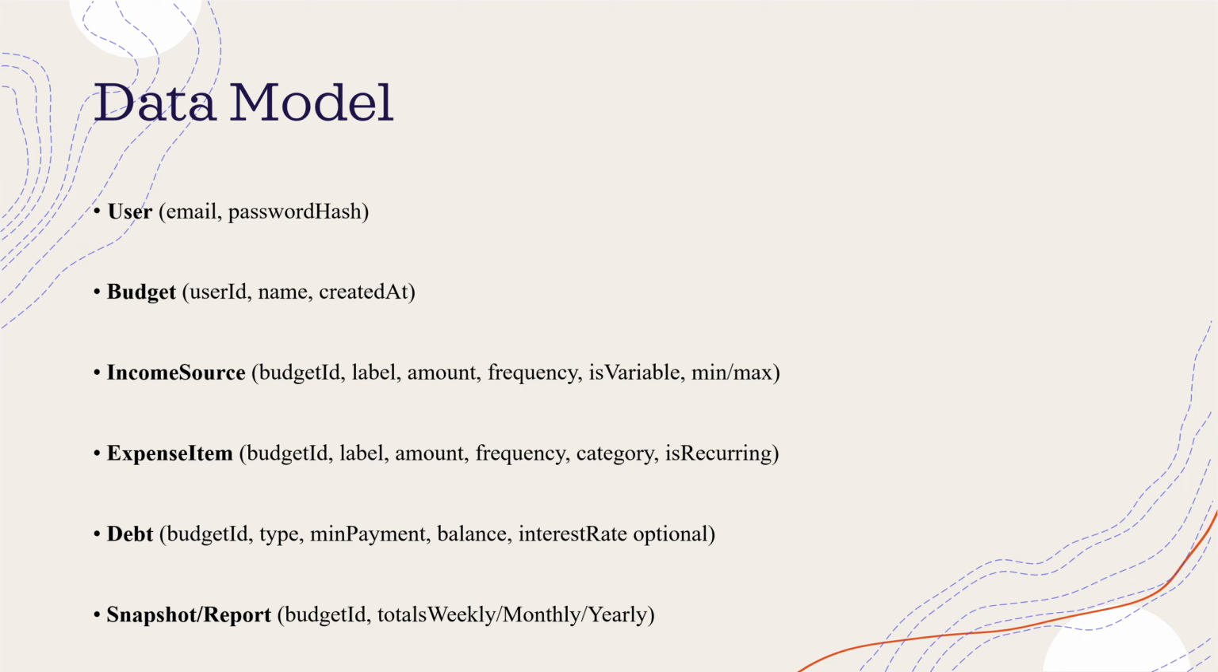The API is intentionally small and matches the MVP. Authorization uses JWT. And budgets are the parent object, and incomes, expenses, and debts belong to a budget. The summary route returns weekly, monthly, and yearly totals plus alerts. Then that lets the frontend stay clean and keeps calculations consistent.